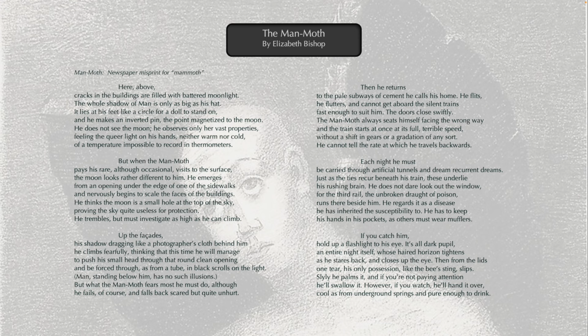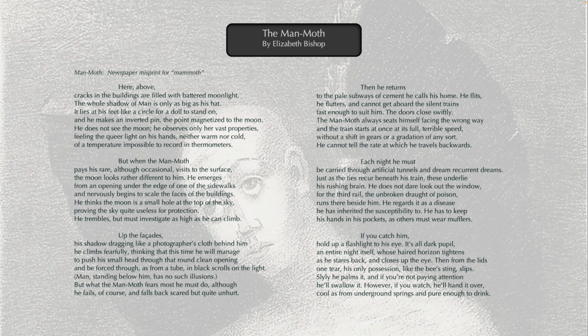But when the man moth pays his rare, although occasional, visits to the surface, the moon looks rather different to him. He emerges from an opening under the edge of one of the sidewalks and nervously begins to scale the faces of the buildings. He thinks the moon is a small hole at the top of the sky, proving the sky quite useless for protection. He trembles, but must investigate as high as he can climb. Up the facades, his shadow dragging like a photographer's cloth behind him, he climbs fearfully, thinking that this time he will manage to push his small head through that round, clean opening and be forced through, as from a tube, in black scrolls on the light.